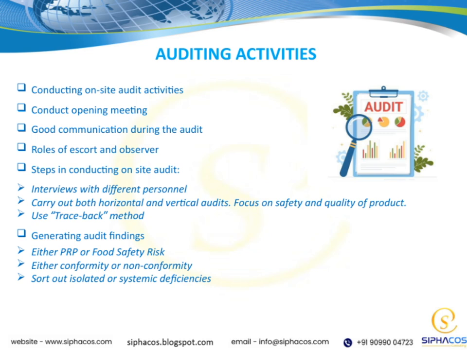As we gather information, we generate audit findings. These can relate to either PRP or prerequisite programs or broader food safety risks. We then determine whether these findings are conformance or nonconformance, basically, whether they meet or fall short of standards. It's also important to differentiate between isolated issues and systemic deficiencies. Isolated problems might be one-off incidents, while systemic ones indicate deeper, structural issues that need addressing.